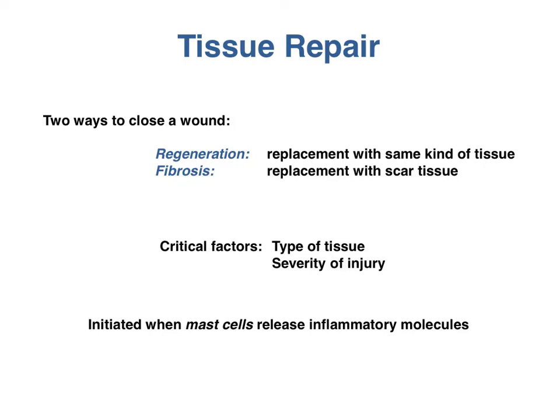A number of factors determine the balance between regeneration and fibrosis. Regeneration is really the ideal because scar tissue just isn't as functional as most tissue. So regeneration, replacing it with fully functional tissue, is the best thing. But whether regeneration occurs or whether you have fibrosis, it depends on the type of tissue and it depends on the severity of the injury. More severe injuries, of course, are likelier to scar.